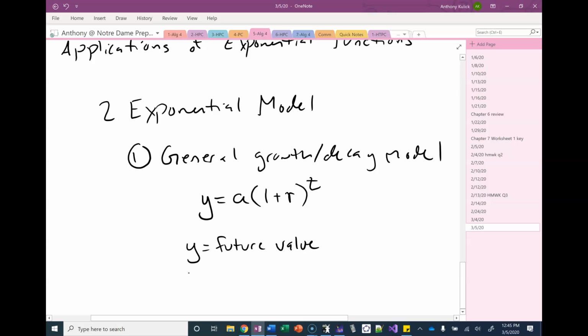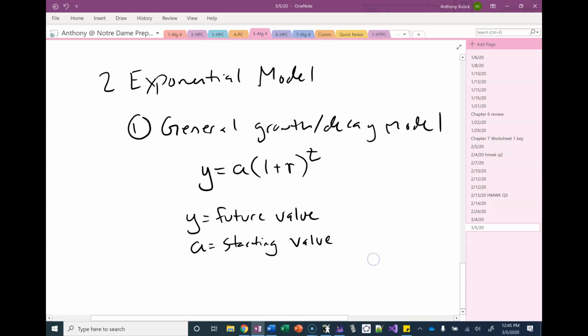Where y is going to be some future value. A is going to be our starting value. R is the rate of change, and it's important that we write this as a decimal. And then t is time.